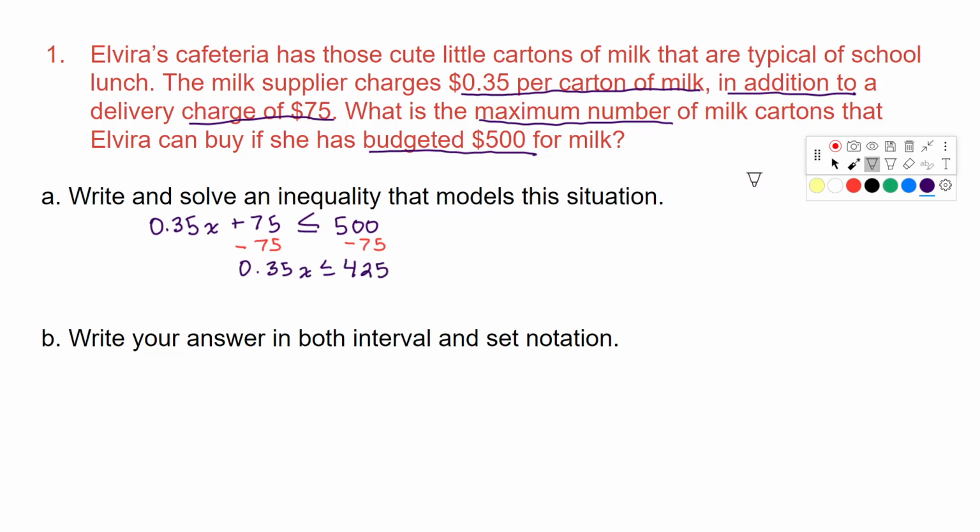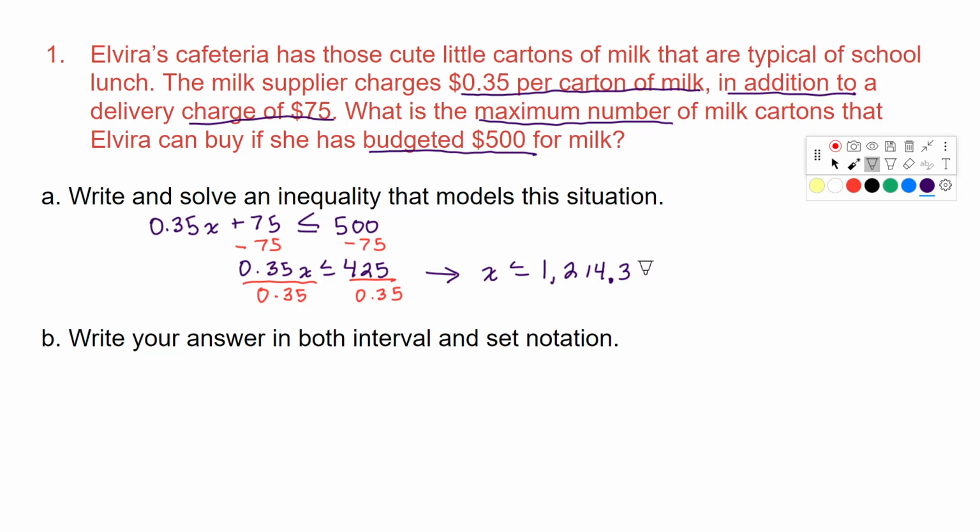Now I want to undo the multiplication that is happening with the 35 cents per carton and divide by 0.35 on each side, which gives me a solution of x less than or equal to, let me grab my calculator here quick, and I will take 425 and divide it by 0.35, and we have 1,214.3.